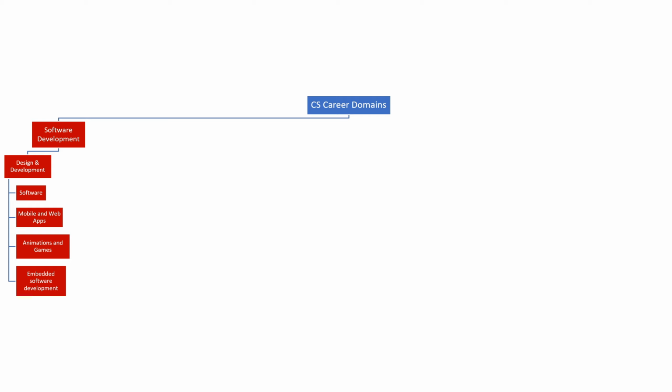If you see here, these blocks have been highlighted in red color. This indicates that you need a very strong knowledge of programming, data structures, and algorithms if you want your career to be in these domains. Another domain under software development is software services. Broadly speaking, most of our Indian IT industry is concentrated on offering software services.